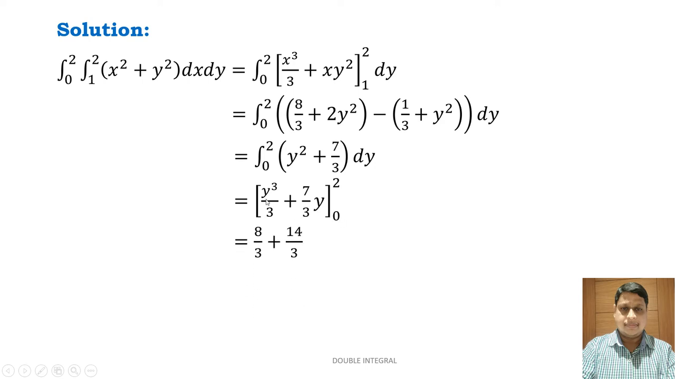When y equals 2, 2 cube is 8 by 3. Then 2 into 7 is 14 by 3. The lower limit is 0. So, taking the common LCM and adding the numerators, 22 by 3 is the answer.